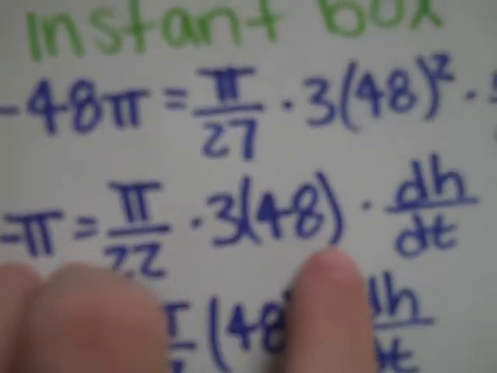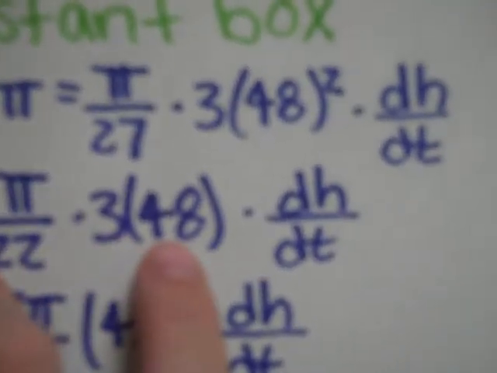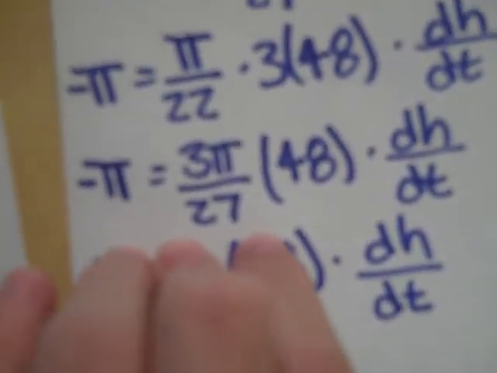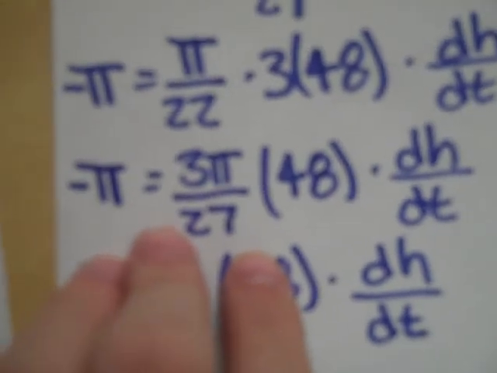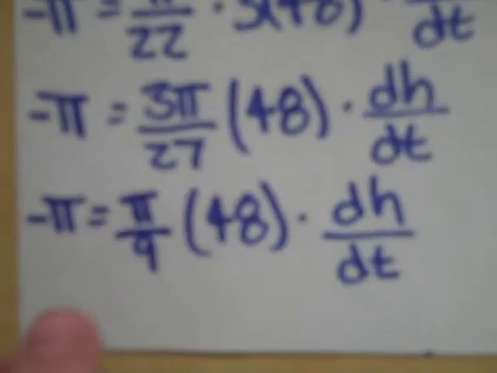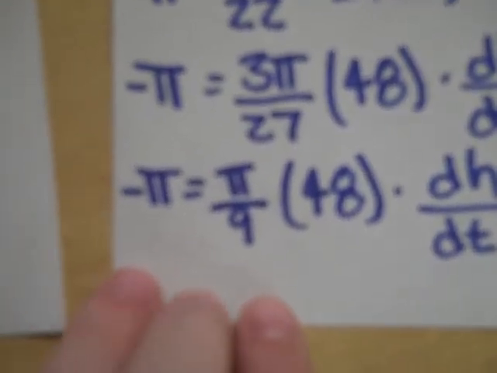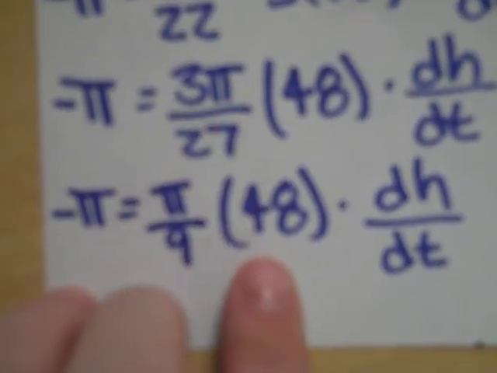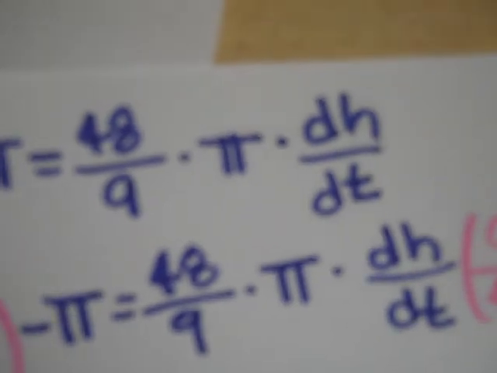Then you have negative π, because you got rid of a 48 on both sides because it's squared. So negative π equals π over 27 times 3 times 48 times dh/dt. And then you have negative π equals 3π over 27 times 48 dh/dt. Negative π equals π over 9 times 48, because 3 over 27 simplifies, times dh/dt. And then you have negative π equals 48 over 9 times π dh/dt.